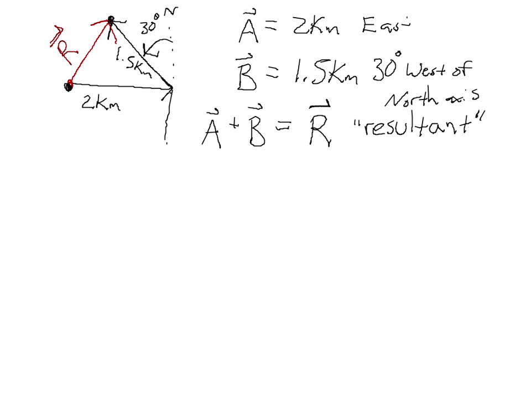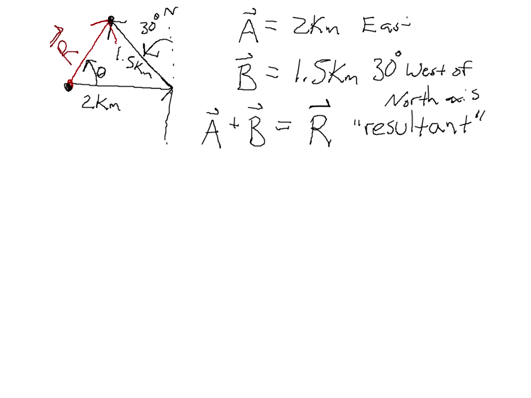And then you need a protractor to measure the angle, which looks like it's somewhere in the neighborhood of 60 degrees, or maybe even a little more than 60 degrees. And that would give you the value of vector R, the vector sum of A and B.